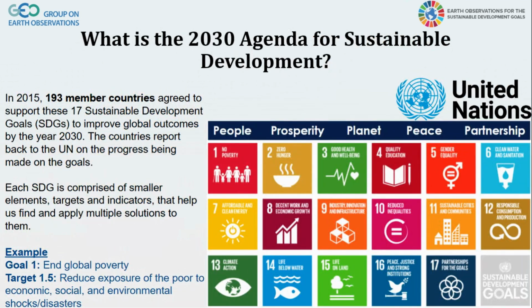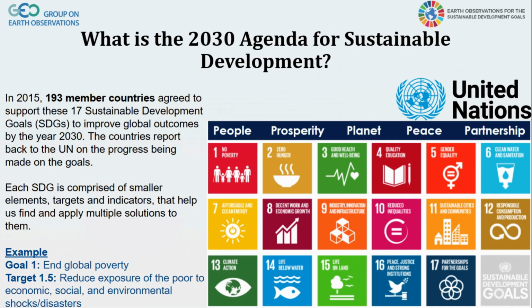In 2015, 193 member countries of the United Nations agreed to support the SDG agenda. These are 17 specific goals to improve global outcomes by the year 2030. And these countries report back to the UN on a regular basis on the progress that they are making on the goals. Each Sustainable Development Goal, or SDG, is comprised of smaller elements that help us find and apply multiple solutions to them. And one of those solutions can be Earth observation data.